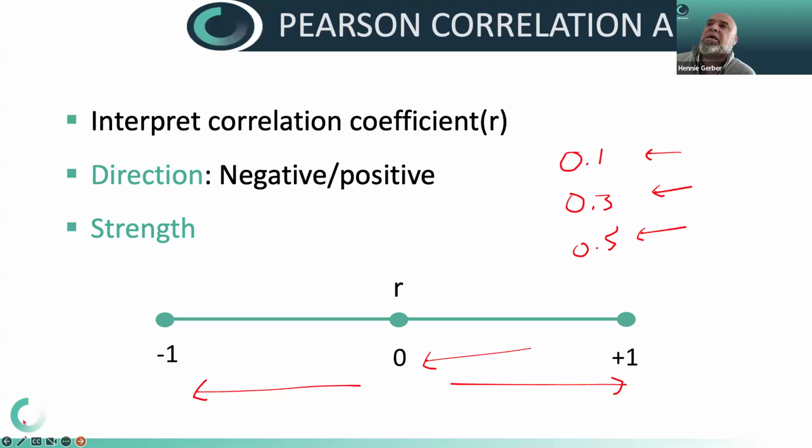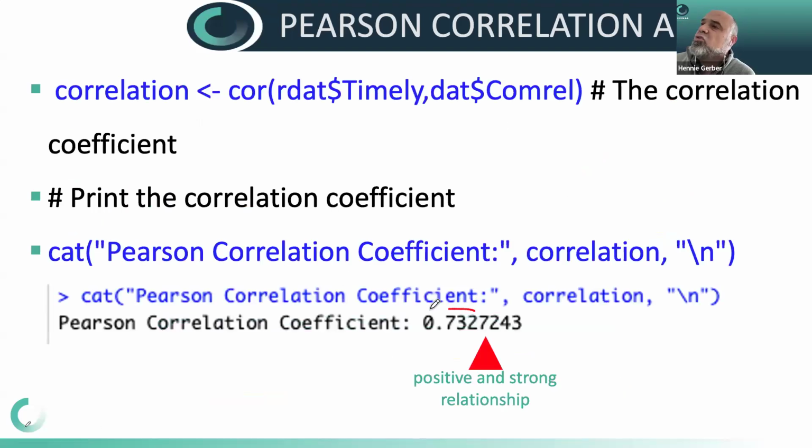Now, in this case, when we calculate the correlation, we get 0.73. So that's a positive relationship, and it's strong because it's higher than 0.5. So we could conclude that there's a strong and positive relationship between communication and timeliness in the organization.